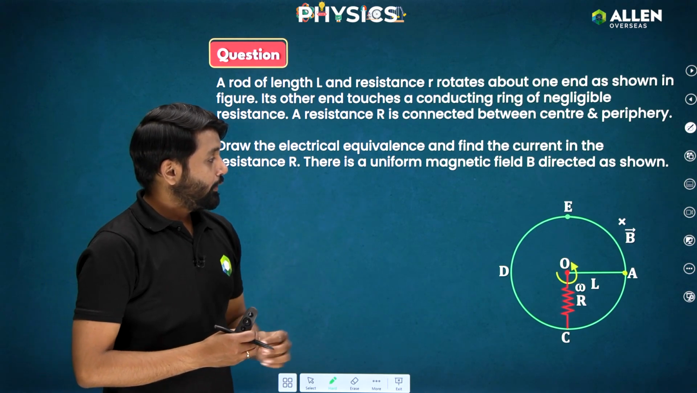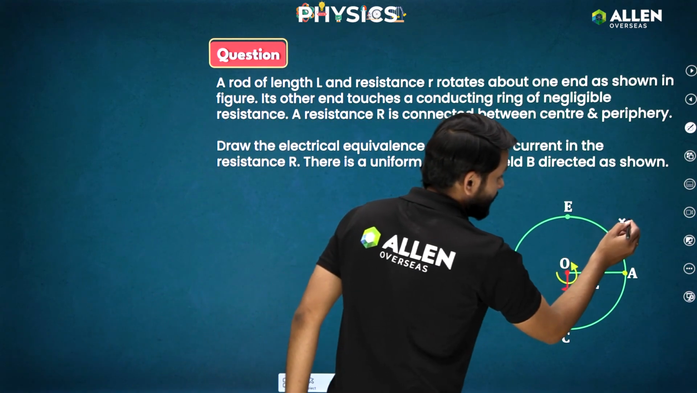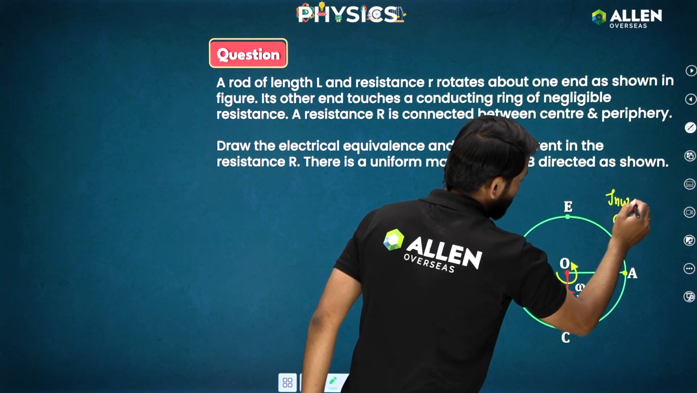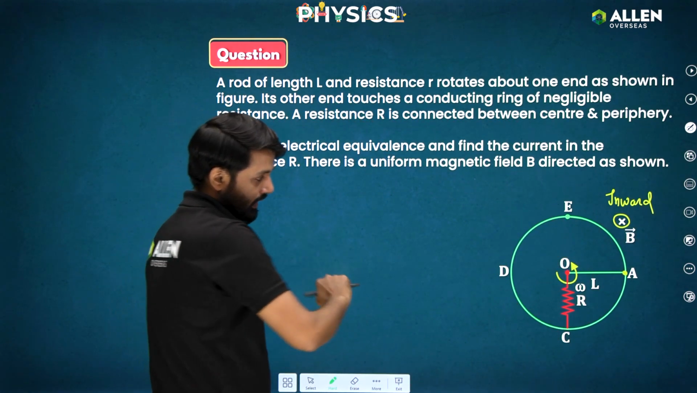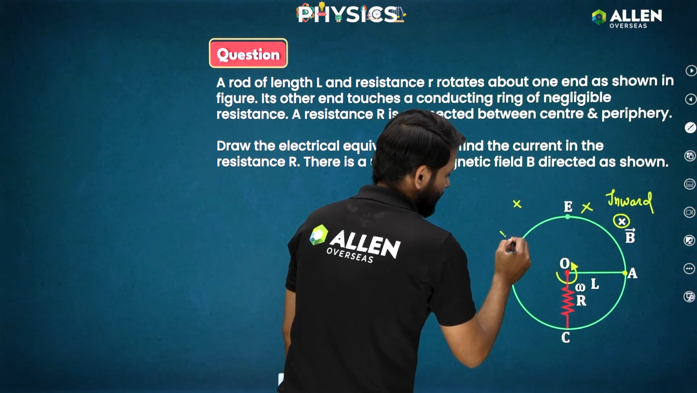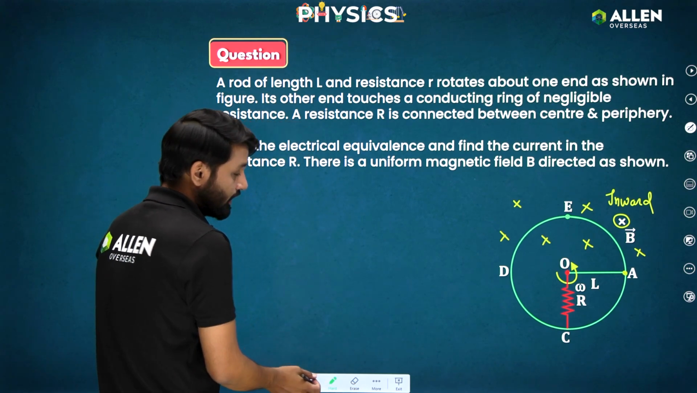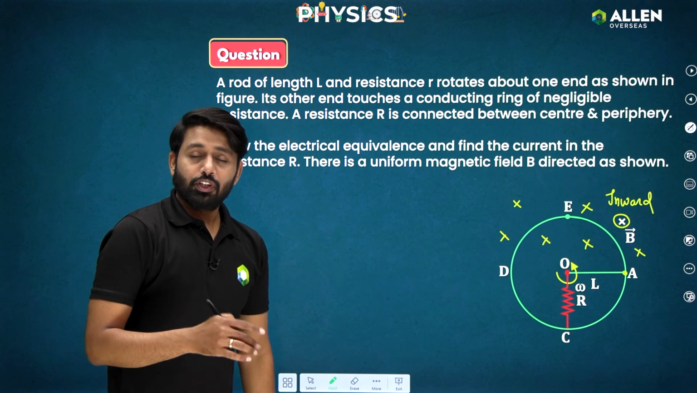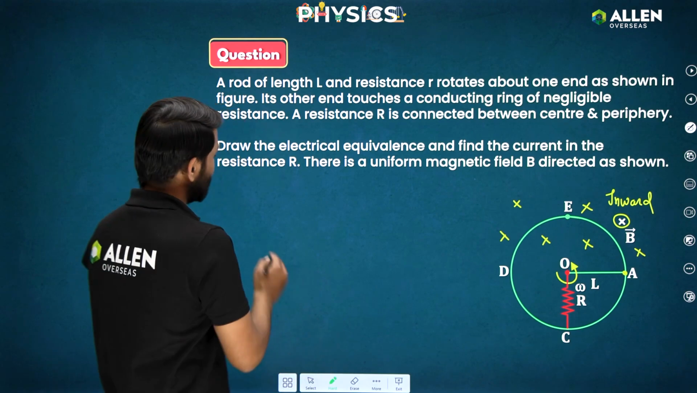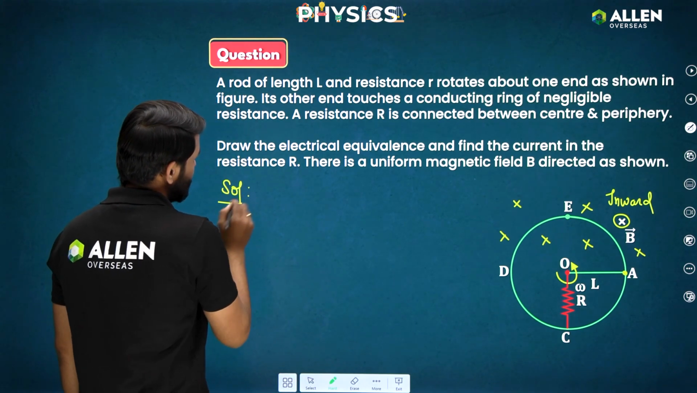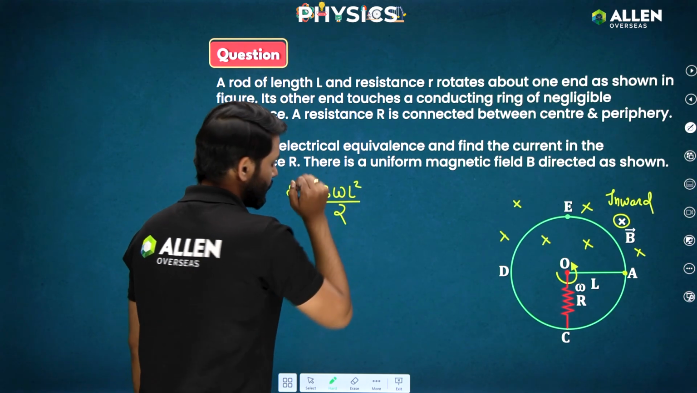There is a uniform magnetic field B directed as shown. So you can see here, the magnetic field is this, right? Cross represents inward magnetic field. And this rod is rotating in this inward magnetic field. Magnetic field is everywhere, like this, right, students? I think you must know, we learned the formula: whenever we rotate any rod in a uniform magnetic field, then EMF will be induced in that rod. And what is the formula for induced EMF? Induced EMF is B omega L square by 2, right?